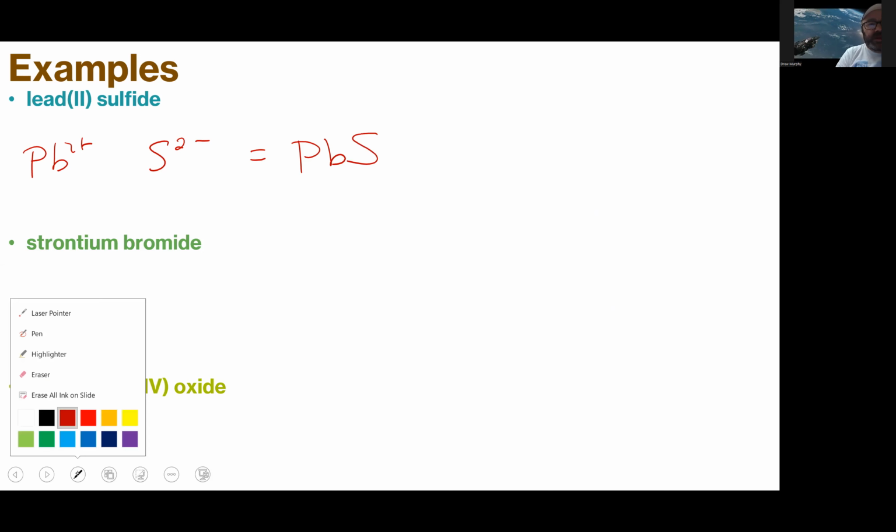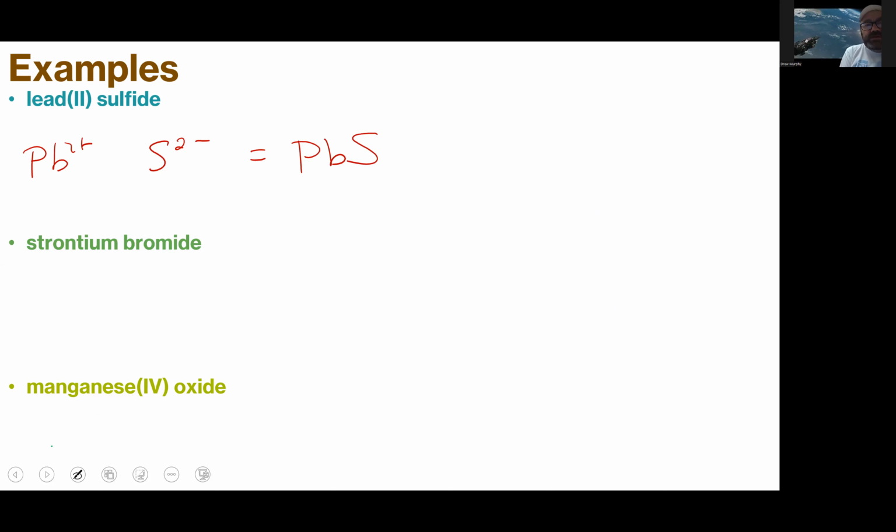Okay. Strontium bromide. Strontium is Sr 2 plus. We know that because it's in group 2, so it has to be 2 plus. Bromide is in group 7, so that has to be minus 1. So then this means we're going to need 2 bromides to go with the strontium, and so we have SrBr2.